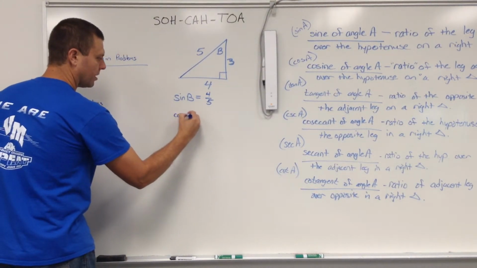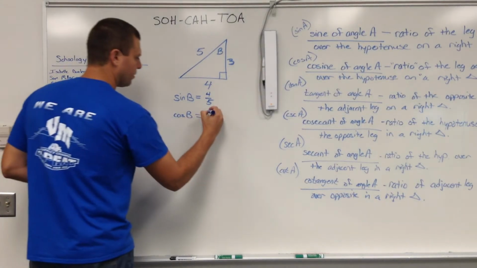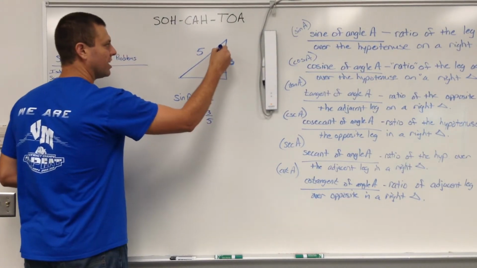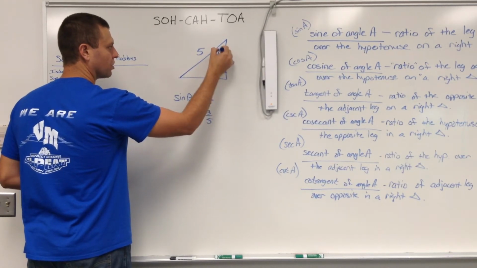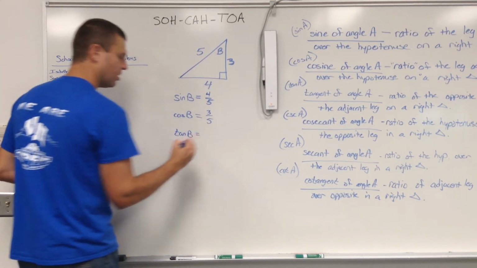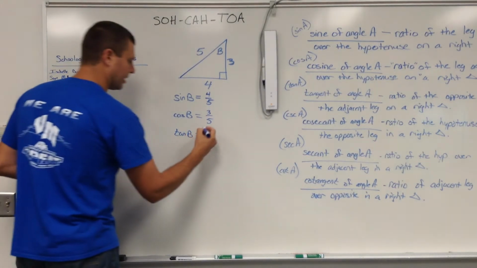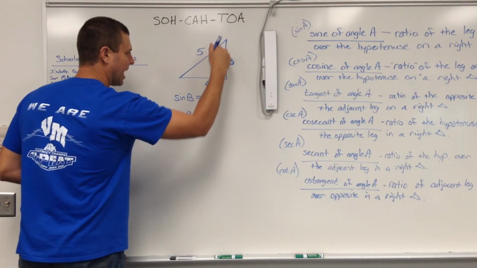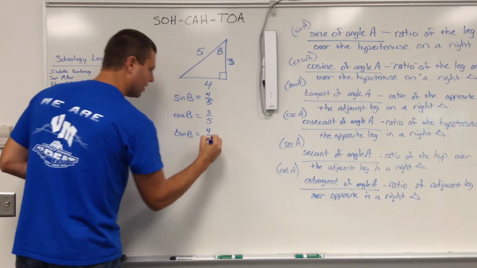How about somebody different? What's the cosine of angle B? 3 over 5, very good, because cosine is adjacent, and 3 is the adjacent leg to angle B. So the cosine of B would be 3 over 5. How about the tangent of B? 4 over 3. Very good, because the tangent is opposite angle B over the adjacent. So 4 over 3.